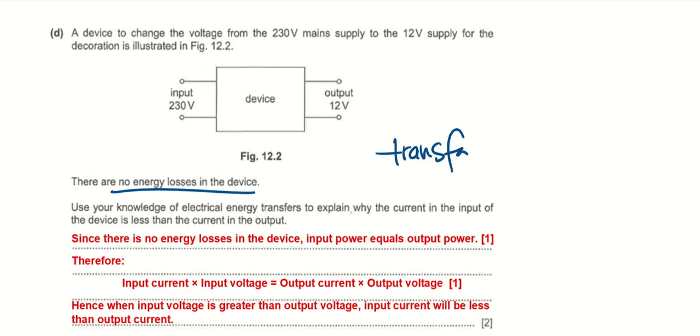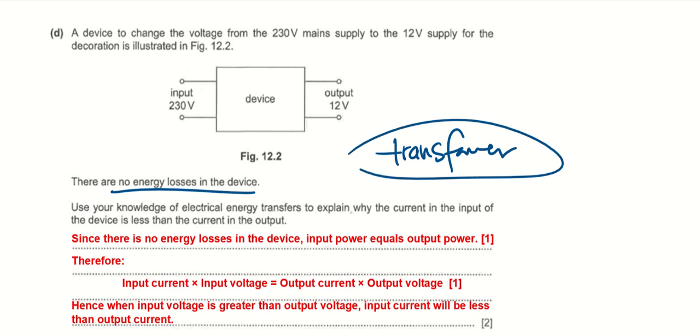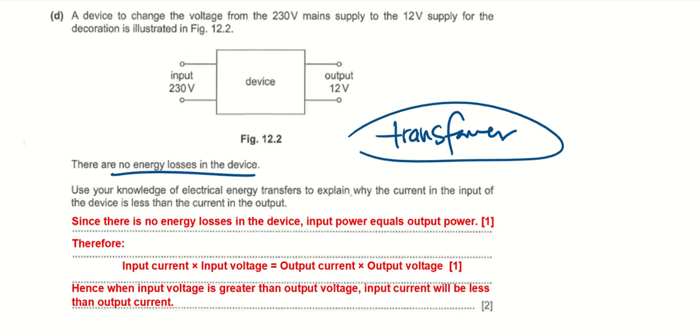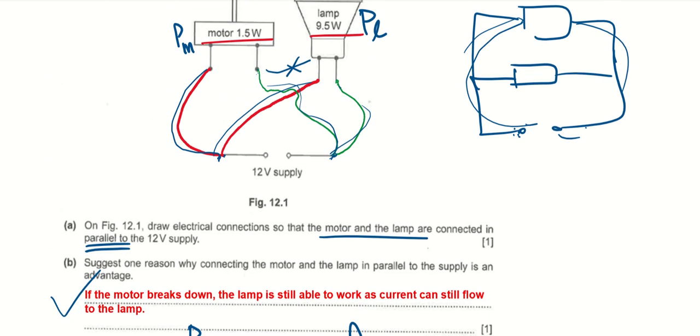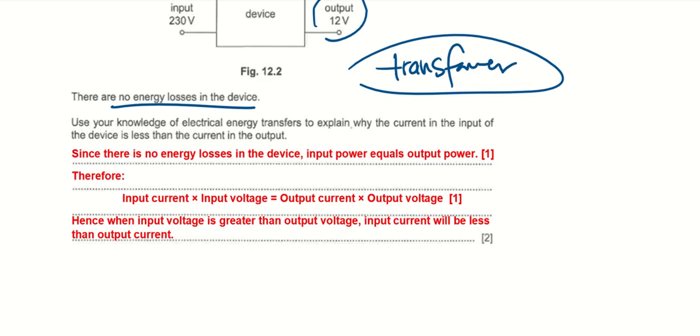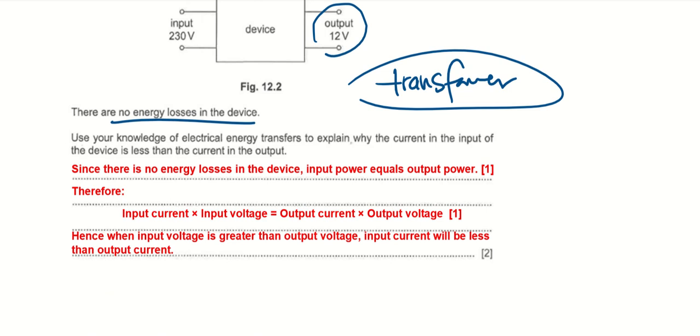So by right it's not in your syllabus, but they give us some background information so we can actually attempt to use it. So this is a transformer, it changes the input voltage 230 to 12 volts because 12 volts is what we wanted to be used here, right? 12 volt supply. Okay. So use your knowledge of electrical energy transfer to explain why the current in the input of the device is less than the current in the output. Because there's no energy losses, input power must be equal to output power. This is in line with the principle of conservation of energy.